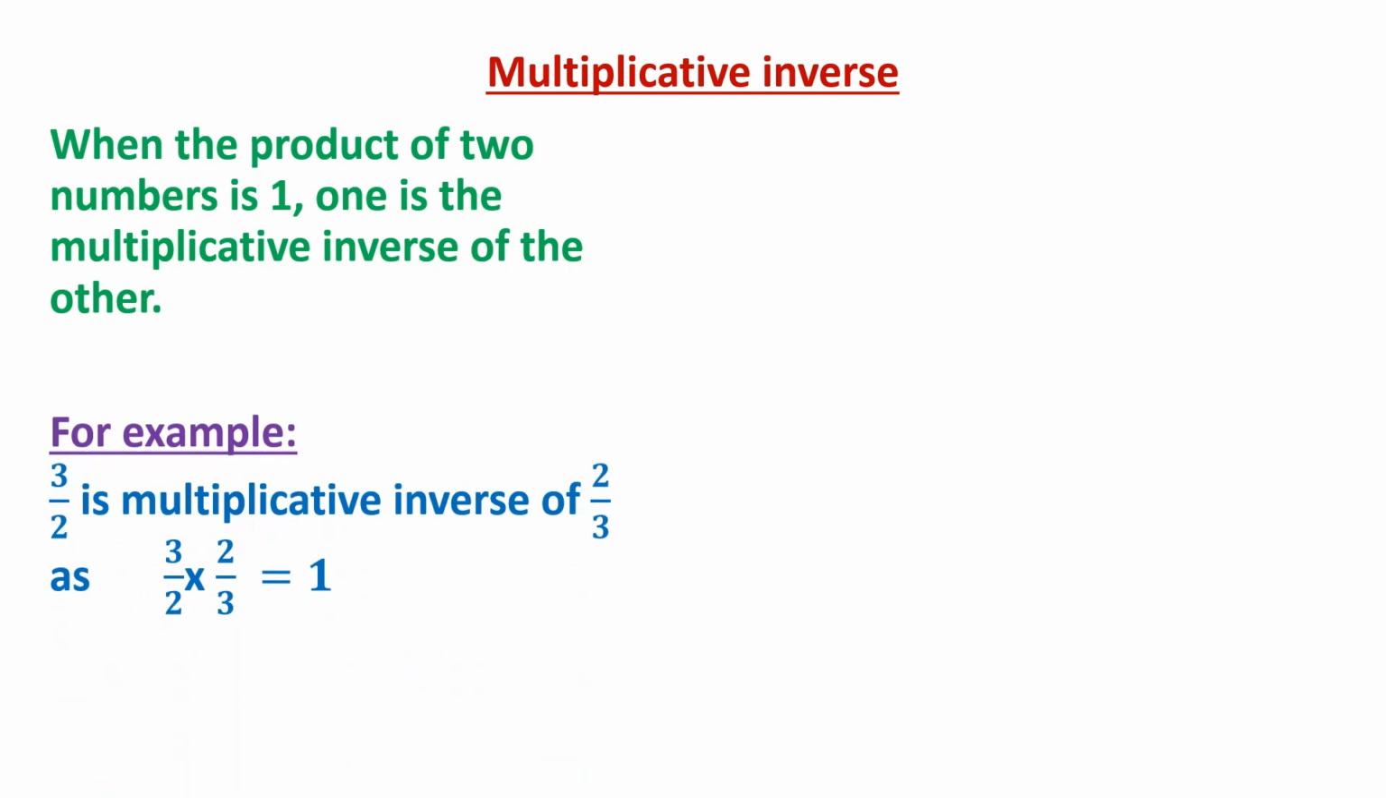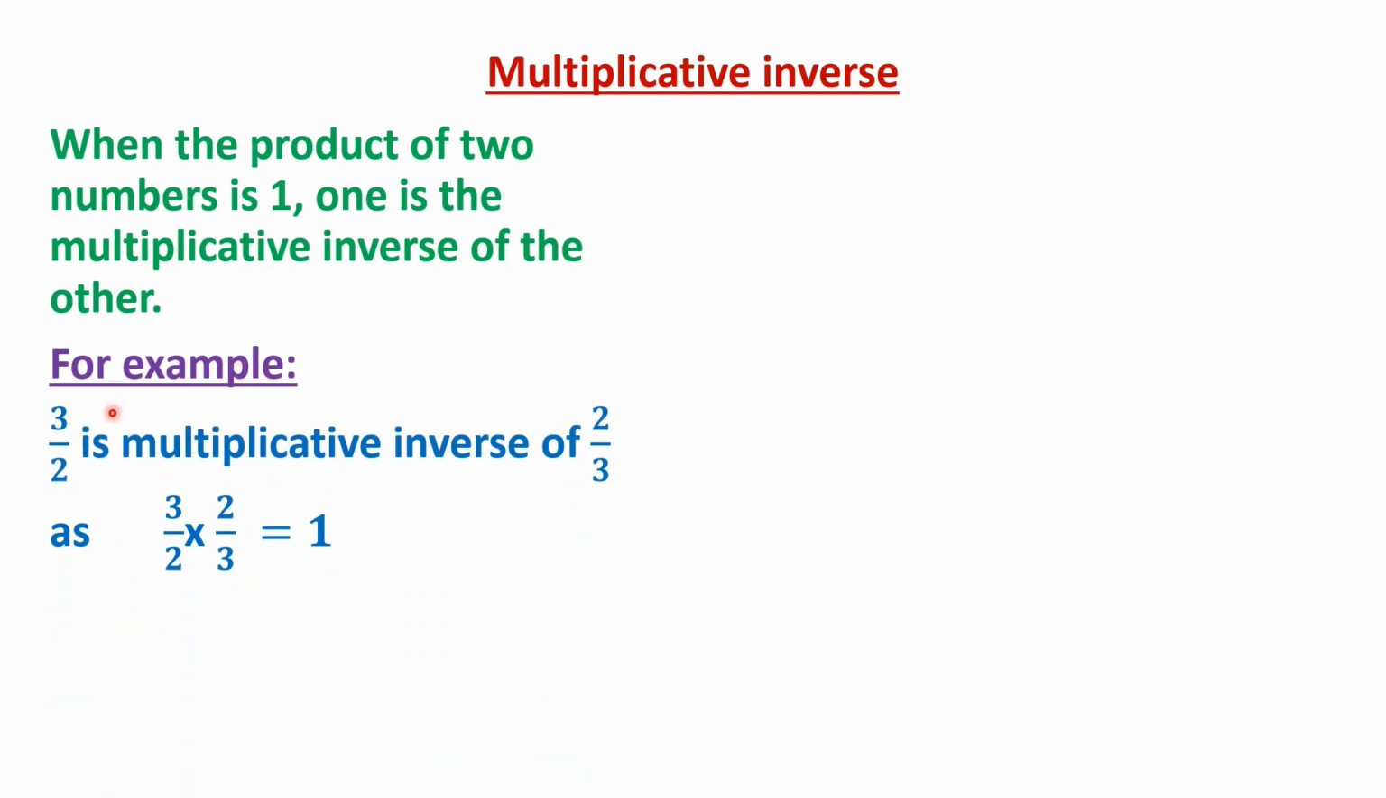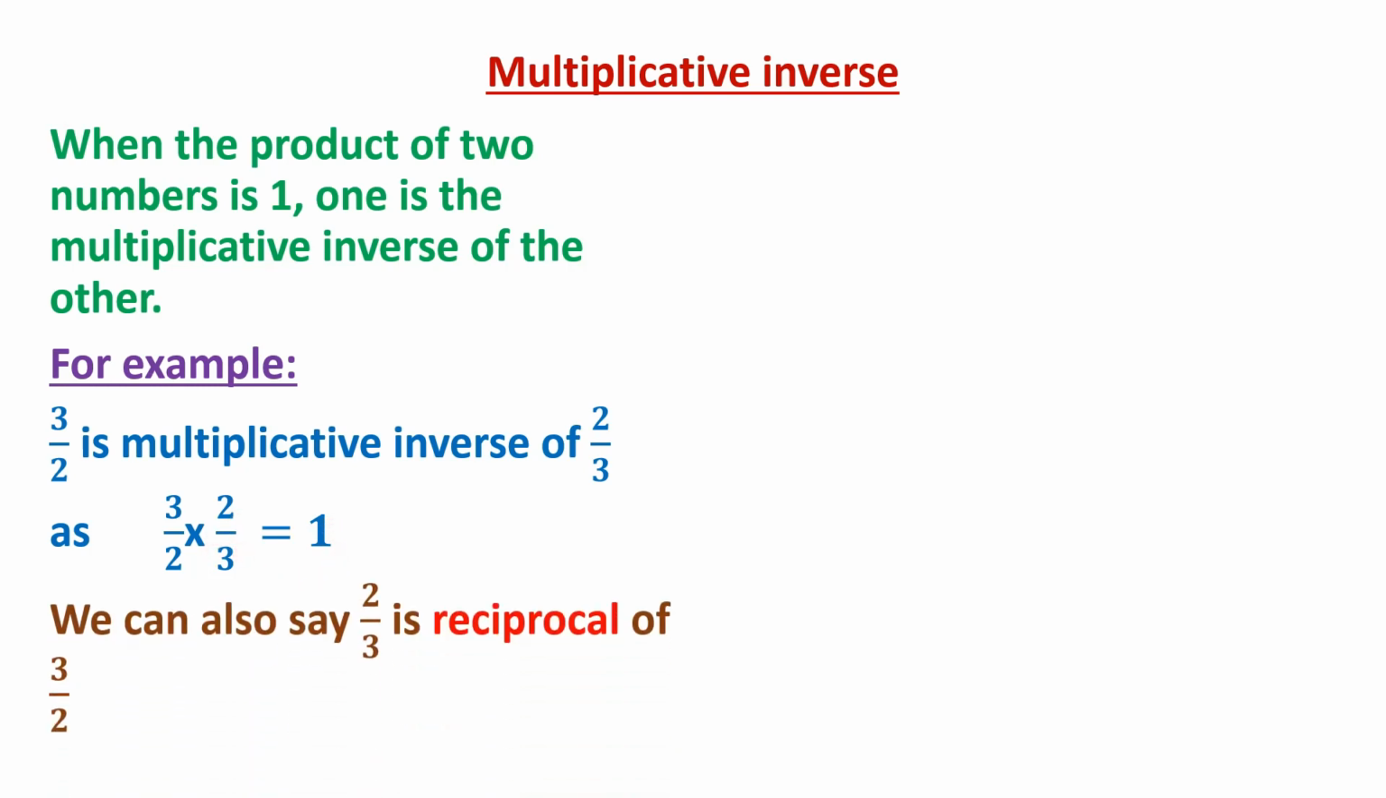Suppose, for example, I give you 3 by 2 as the fraction, and I ask what is the multiplicative inverse of 3 by 2. When we multiply 3 by 2 into 2 by 3, that will give you 1. So 2 by 3 we can also call the reciprocal. So the multiplicative inverse of 3 by 2 is 2 by 3. It is also called the reciprocal.